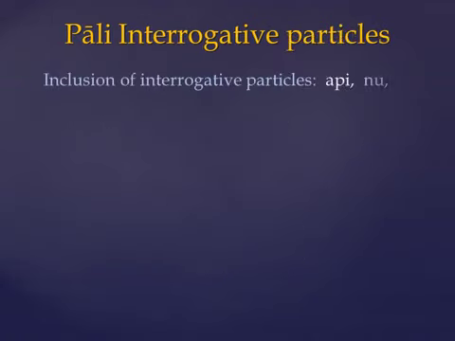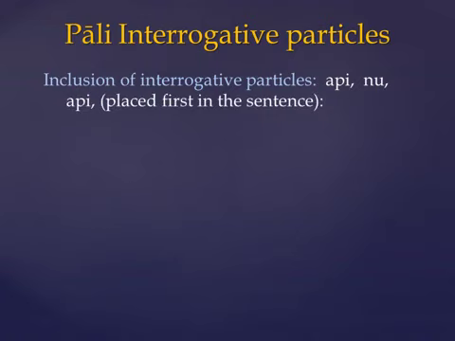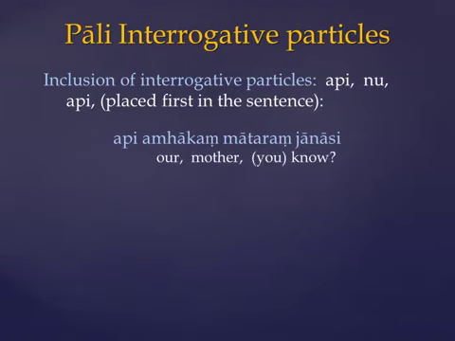Finally, we have the inclusion of interrogative particles, namely api and nu. Api actually has many meanings, but when used as an interrogative, it's always placed first in the sentence. So the sentence, api amarkang, martarang, janasi, word by word means, our, mother, you know. We can see that the nouns for our and mother are both in accusative case, and so form a unit. So we can render this, do you know our mother?